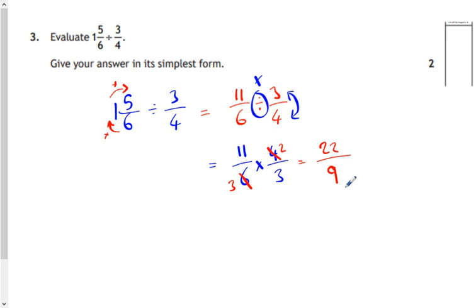Now it doesn't simplify any further since the factors of 22 are 2 and 11. And our factors of 9 are 1 and 9 and 3 and 3.